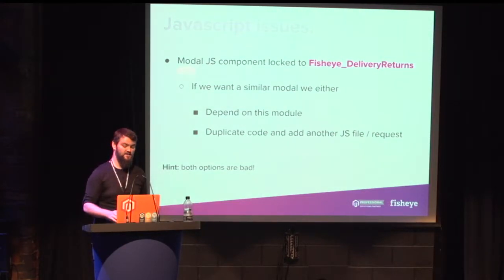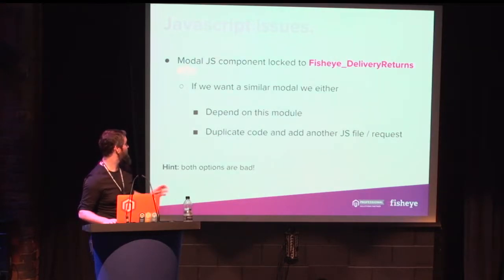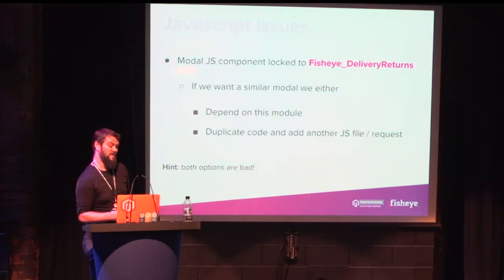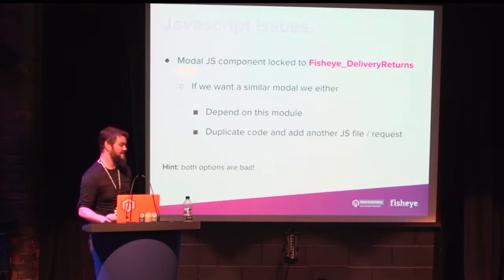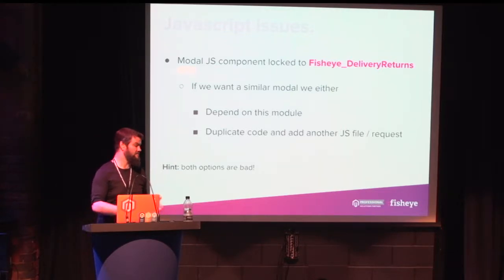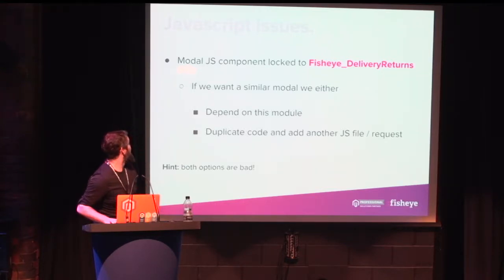So we've created this JS component, the fisheye delivery returns modal JavaScript file. If we want a similar modal, let's say clients now ask, oh, we really like that modal, can we have something else in a modal? So if we want a similar modal, we either depend on this thing we've just written called fisheye delivery returns, which isn't really relevant, or we have to duplicate this code and add another JavaScript file. And I think, as everyone knows, the standard Magento 2 front end does not need another JavaScript request.